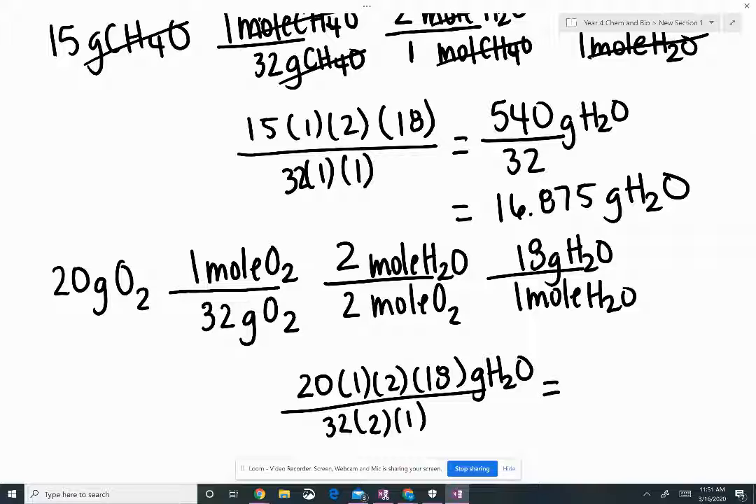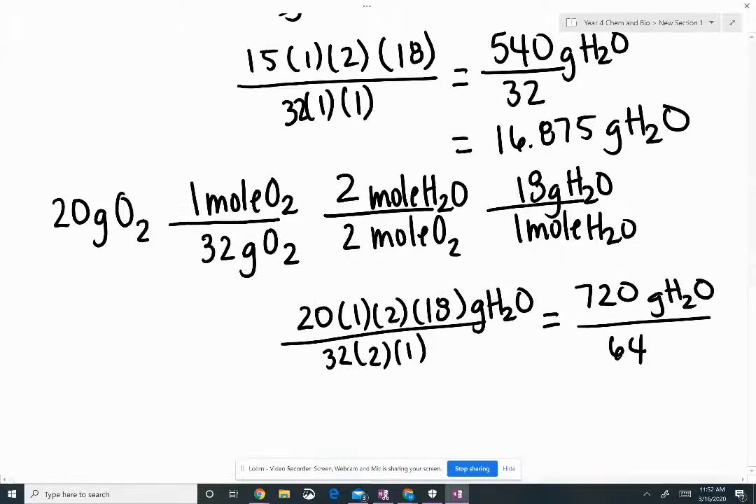So I should have 40 times 18, which is 720, and then I should have 32 times 2, which is 64. Divide those, 720 divided by 64, and I would have 11.25 grams of H2O, right?